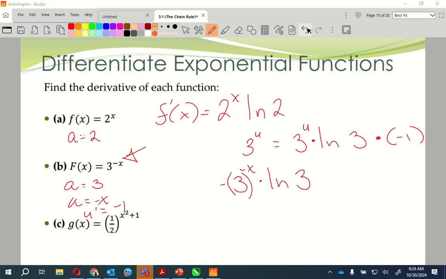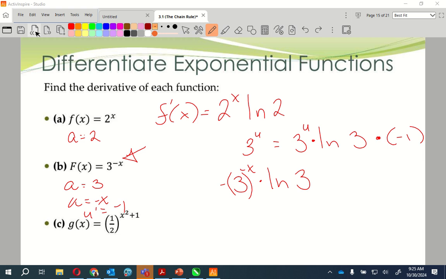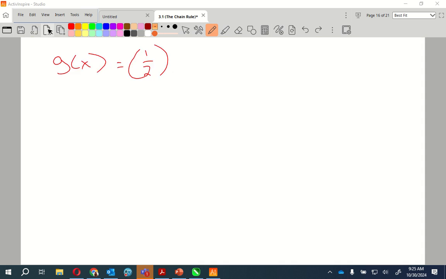Alright, so we're going to do this next one too, but I'm running out of paper here, I guess. So I'm going to have to start a new page. That's going to be, I have, was it g of x equals 1/2 raised to the x squared plus 1. There you go, x squared plus 1.